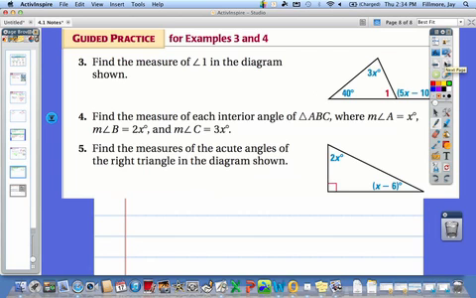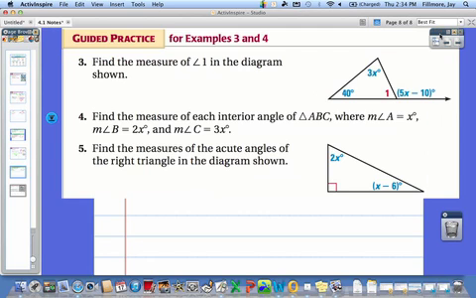For number 3, we're going to find the measure of angle 1 in the diagram shown. To find the measure of angle 1, we can use our triangle sum theorem, but we don't know the other two angles. We only know 40. We don't know what x is. So we need to solve for x. To do that, we'll use our exterior angles theorem, which says that 5x minus 10 equals adding my 3x and 40.